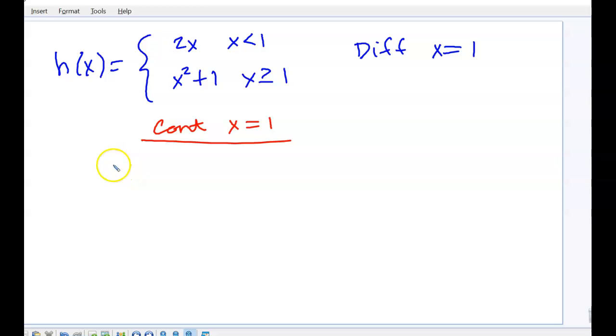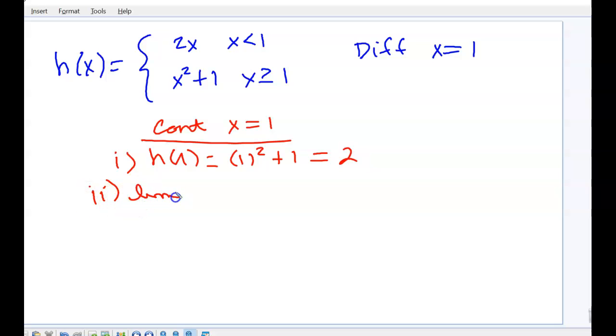So therefore, I'm going to find out, first of all, is there a value of the function at 1? And I'll have to use the bottom function to evaluate that, and it equals 2. Second, is there a limit as x approaches 1 of h(x)? Well, I'm going to have to do the left limit and the right limit because this thing is approaching different things from the left and the right.